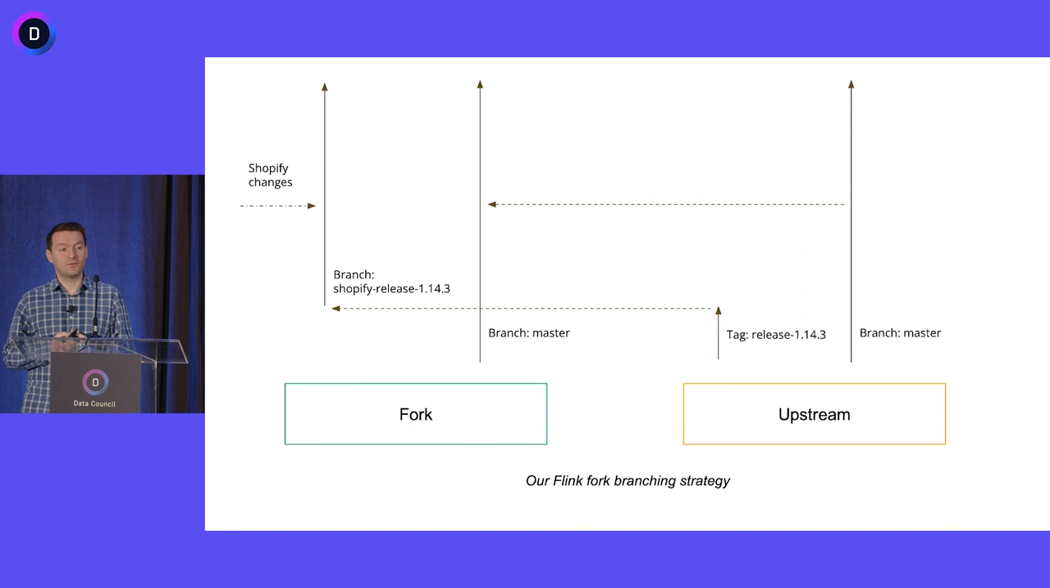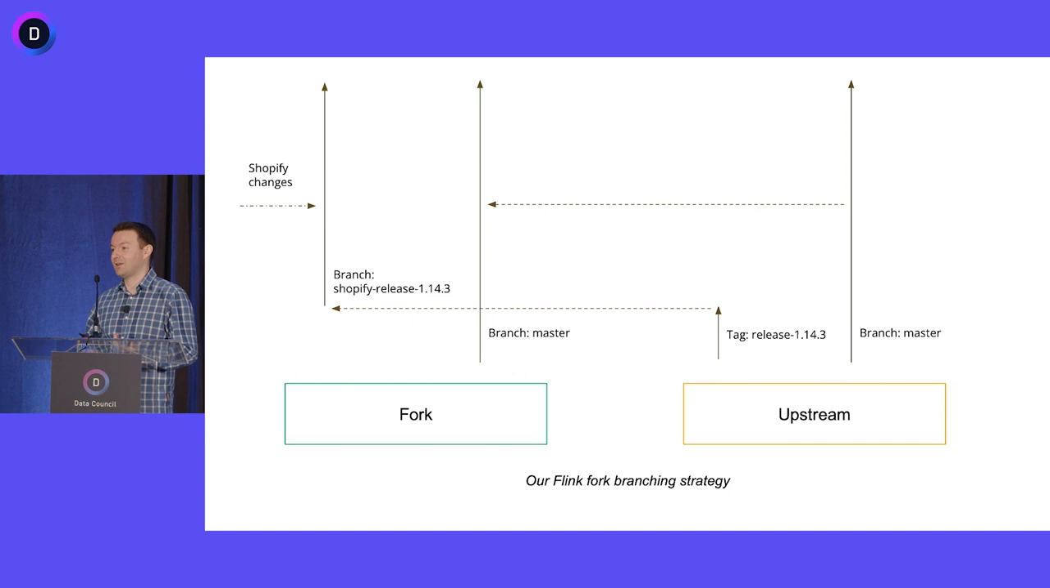Every time a new major version of Flink releases, they create a Git tag. The nice property of Git tags is they're immutable. So we create an internal branch in our fork based on that tag, prefix Shopify, and then we can add a bunch of custom changes to that branch, build it. If you want to contribute things upstream to the open source Flink, you have all those commits available, and you can copy paste them.